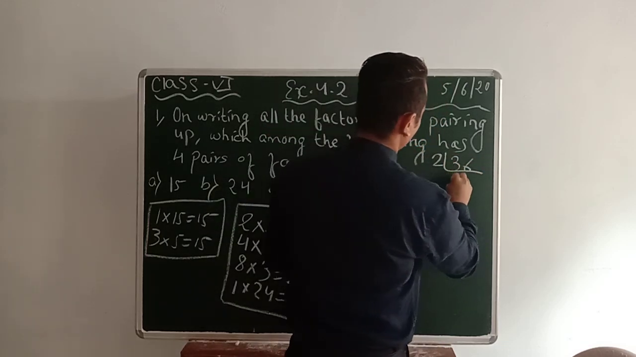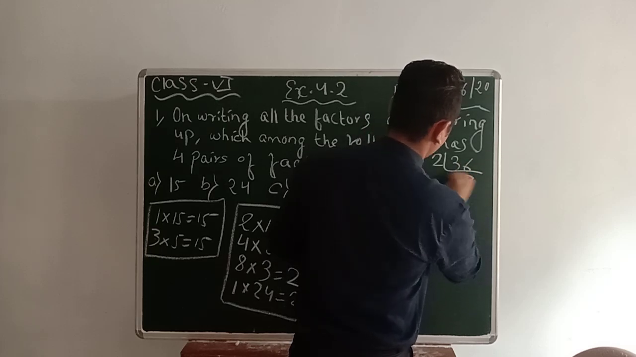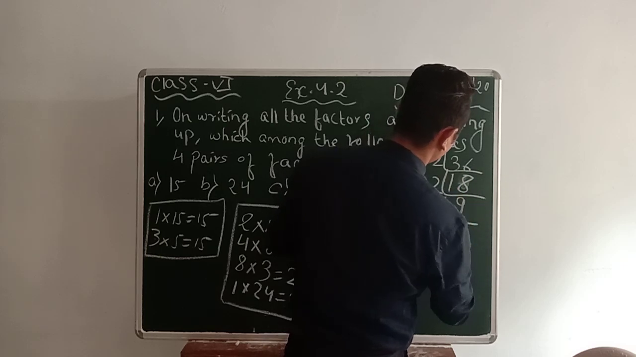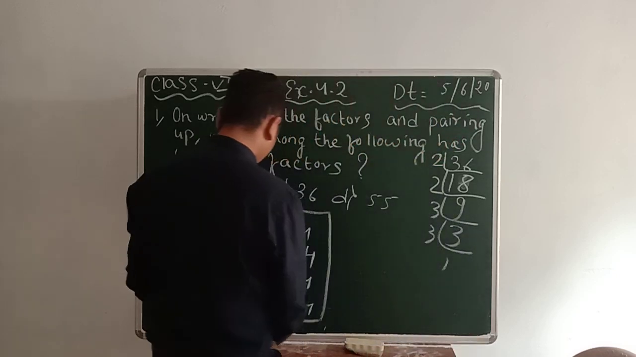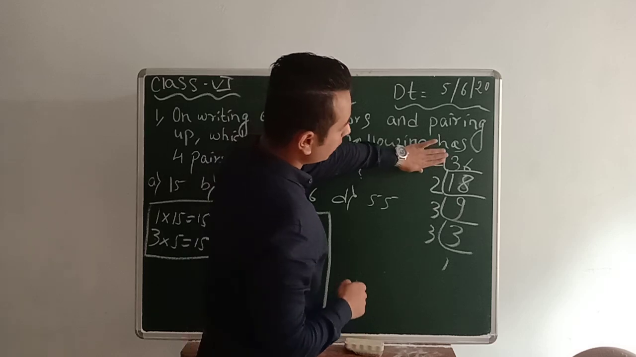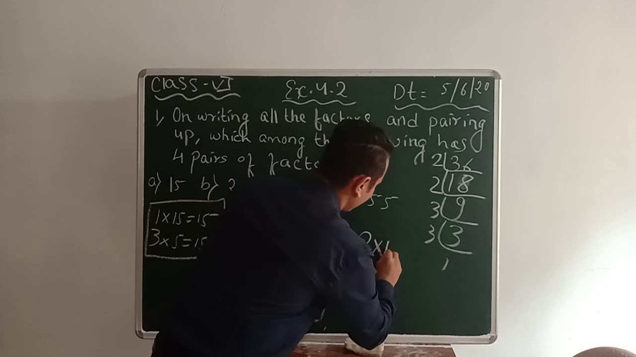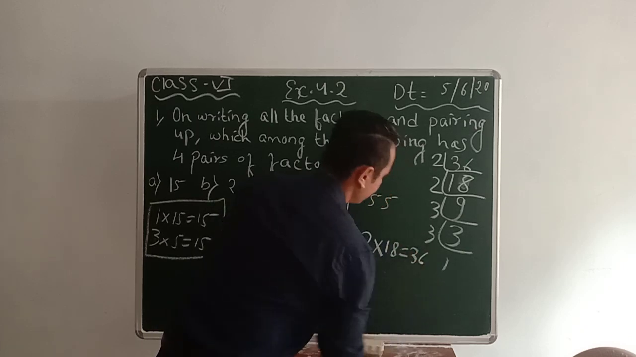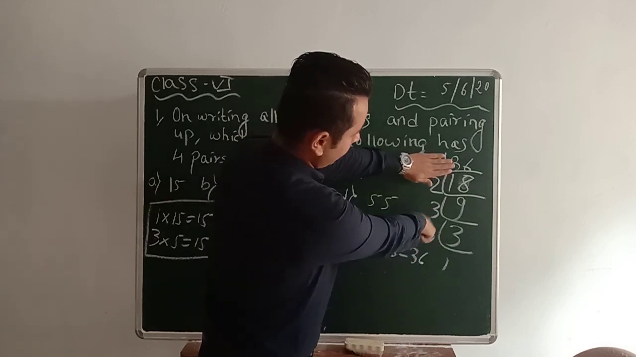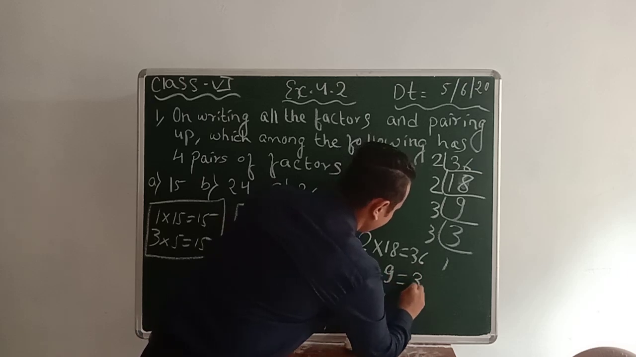First of all, 2 18s are 36, 2 9s are 18, 3 3s are 9, 3 1s are 3. Now the factors of 36. First of all 2. If you cover 2, then 3 3s are 9, 9 2s are 18. That means 2 into 18 gives you 36. Similarly, now take 4: 2 into 2 is 4. If you cover 4, then the remaining will be 9. That means 4 into 9 gives you 36.